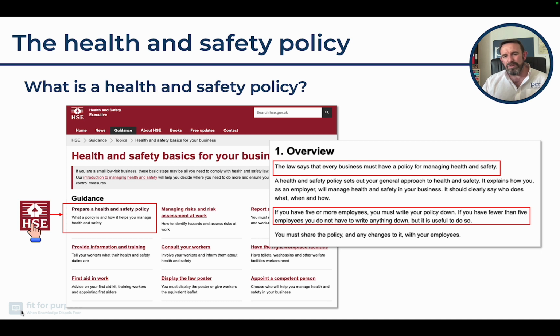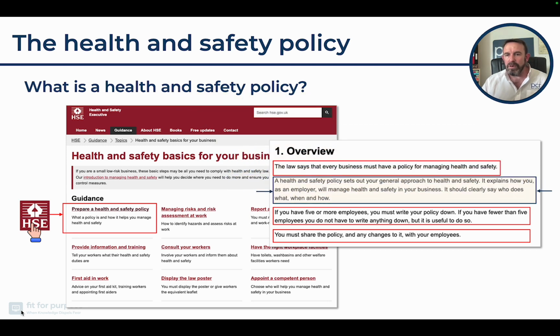So that means that policy can be felt. It's not even there. It's not in existence. But everything you are doing for health and safety is actually your policy. And organisations must share and provide any information on any changes to that policy. Really important to understand this.